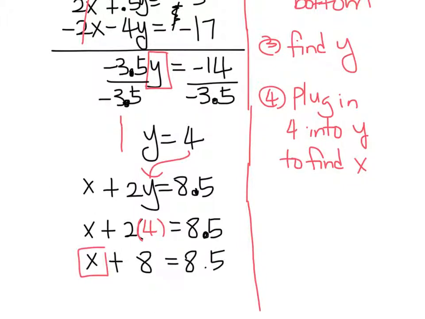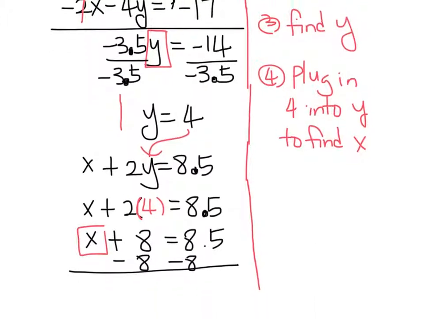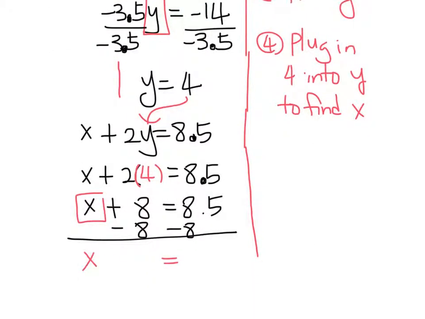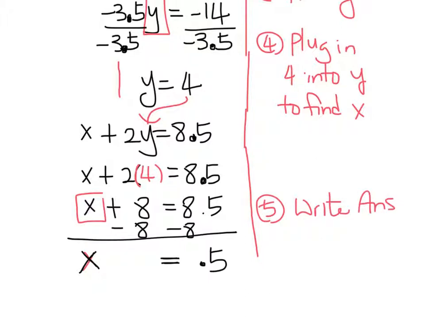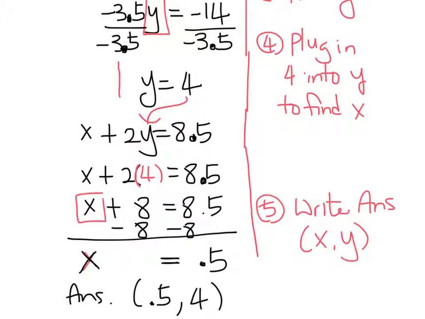Now what do I do to both sides? I subtract 8 from both sides. And so now, x equals 0.5. Yay! x is equal to 0.5. When you write your answer, you're going to write it in parentheses form, like this: x, comma, y. So what is your answer? It's going to be 0.5, comma, 4. And that's your answer.